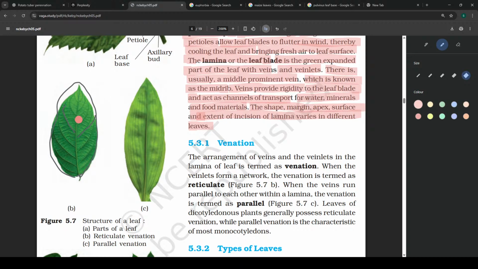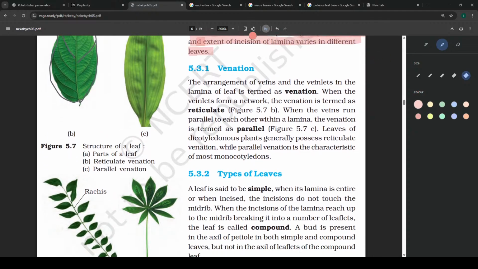And as for the types of this, the arrangement of veins and veinlets in the lamina of a leaf is called venation, and this is different in different kinds of plants. Okay, let's go to the topic itself. The topic is venation. The arrangement of veins and veinlets in the lamina of the leaf is termed venation.